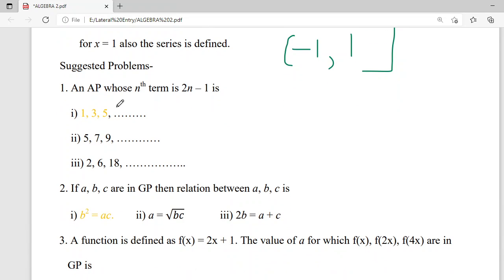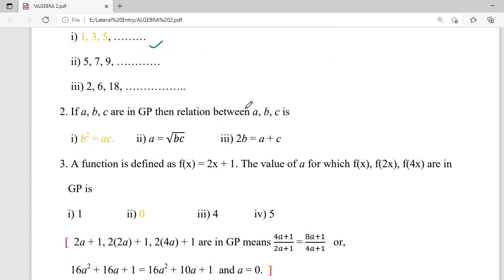Then these are suggested problems. An AP whose nth term is 2n minus 1, you know it very well: 1, 3, 5, etc. So this is correct. Then if A, B, C are in GP, then B squared is equal to AC.